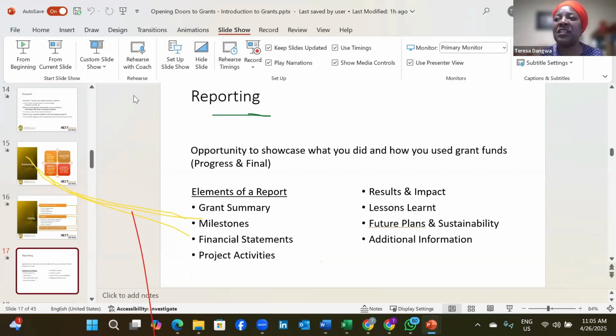depending on how long your funding is for. Most times it might be for a year, or it might be multi-year sometimes, so you'll be asked for a progress report along the way, and then at the end of your grant, you will be asked for a final report. So what are some of the elements of a report? You have a grant summary, milestones, financial statements, project activities, results and the impact of those results, lessons learned, future plans and sustainability, and any other additional information that is requested or that you think is important to include in your report.